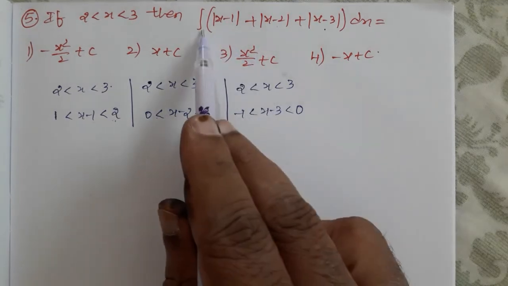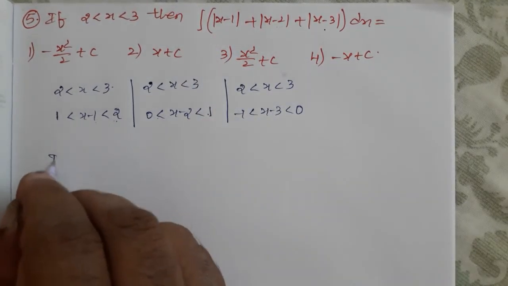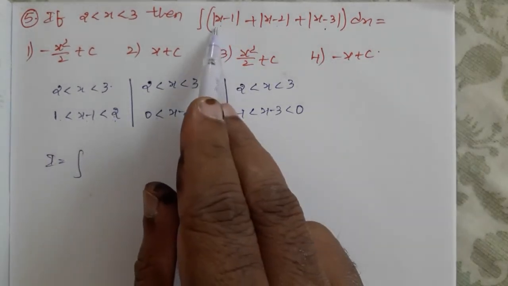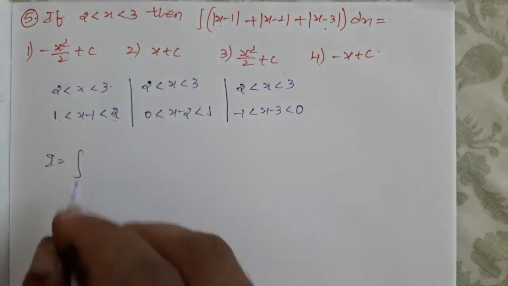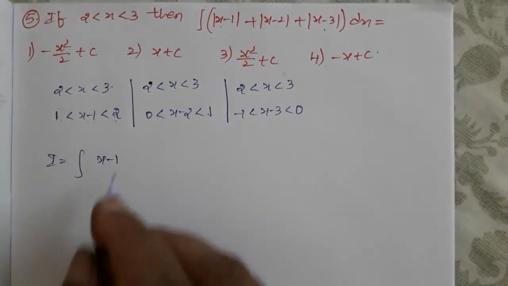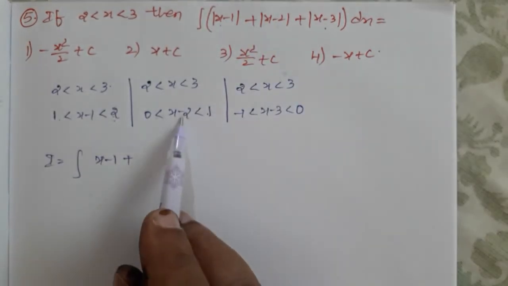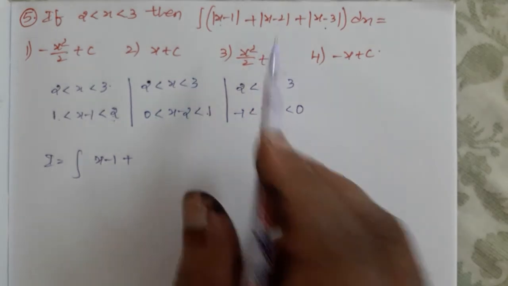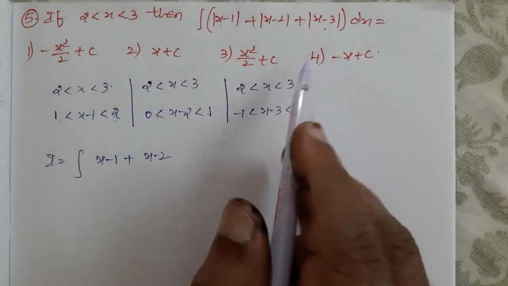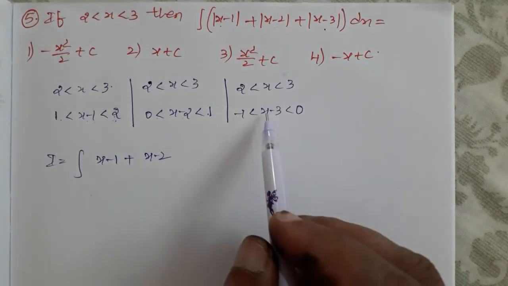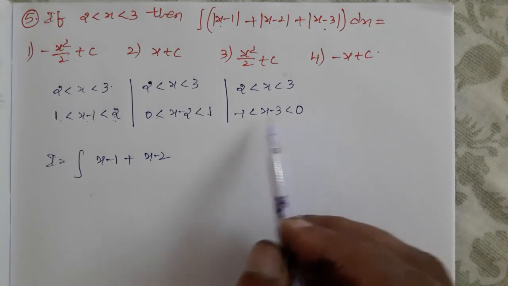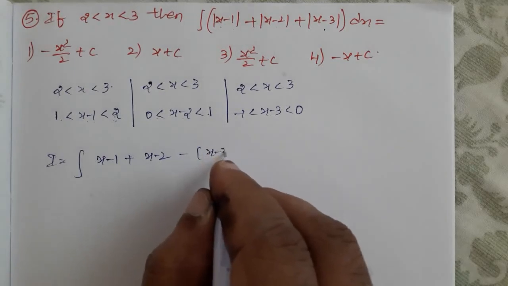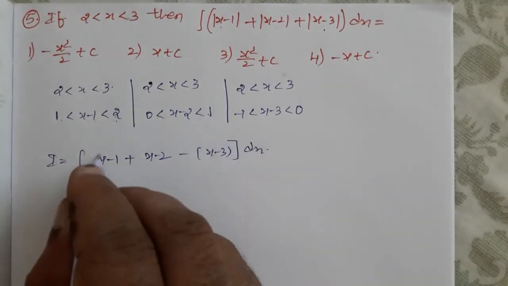Now let us start the integration. So I: modulus of x minus 1 is the positive case. That means the modulus can be removed with the positive sign. So it can be written as x minus 1 plus x minus 2. x minus 2 lies in the positive span, so modulus of x minus 2 can be written as it is, x minus 2. Now it is the turn for x minus 3. x minus 3 lies in the negative span, so it can be opened with the negative sign. So it can be written as minus of x minus 3.